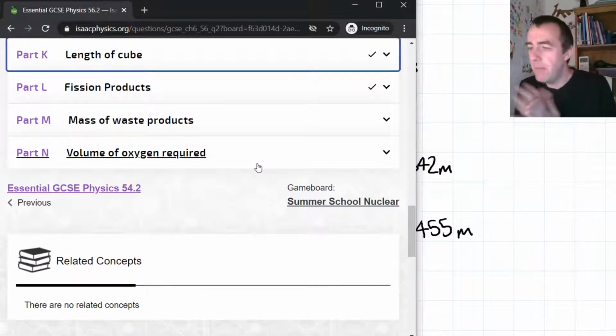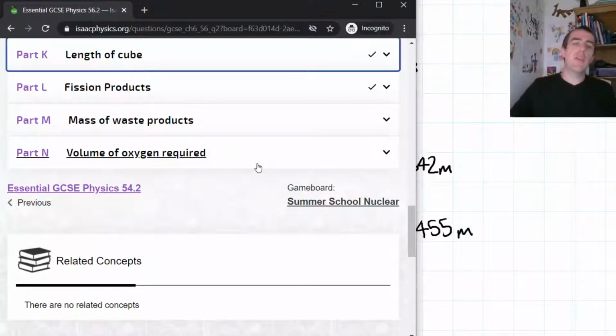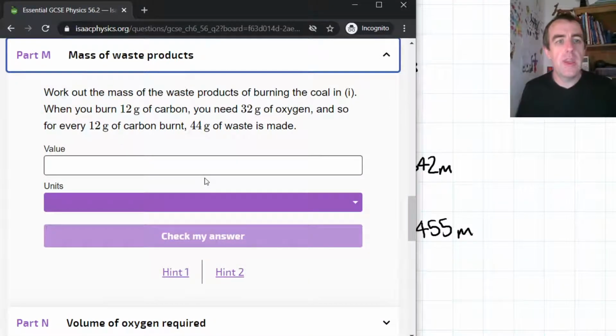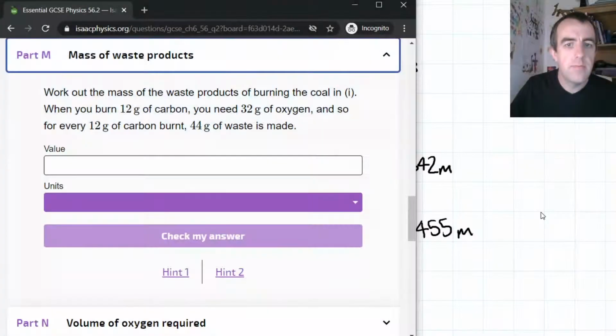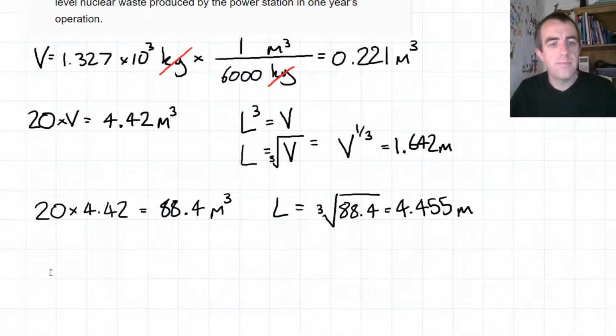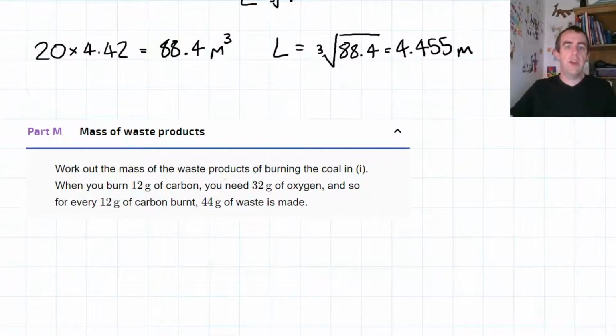Right, last 2 questions then. Mass of the waste products. So work out the mass of the waste products of burning coal in I. When you burn 12 grams of carbon, you need 32 grams of oxygen. And so for every 12 grams of carbon burnt, 44 grams of waste is made. Okay, let's take a screenshot of this. So, for every 12 grams of carbon burned, 44 grams of waste is made.